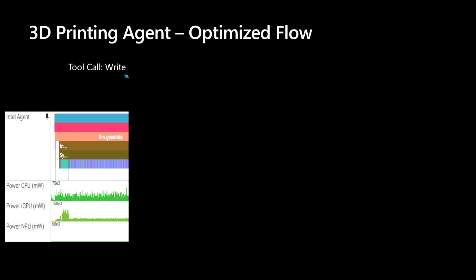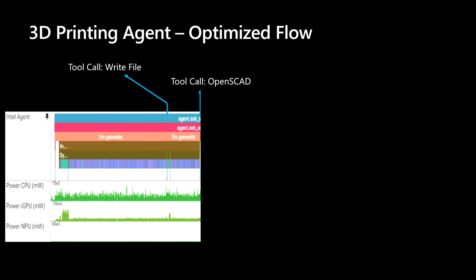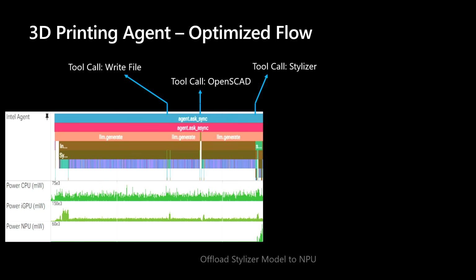So now, a simple set of optimizations that we can do. The first thing, everything stays the same. We ask for the prompt, the file gets created, and the tool gets called for rendering. Now, for the stylizer, instead of running that on the GPU, we're delegating that to the NPU.